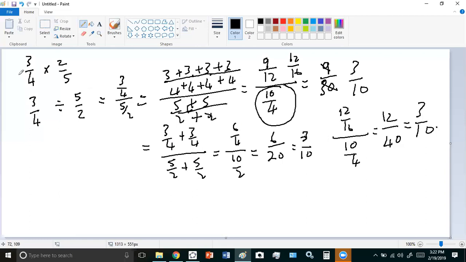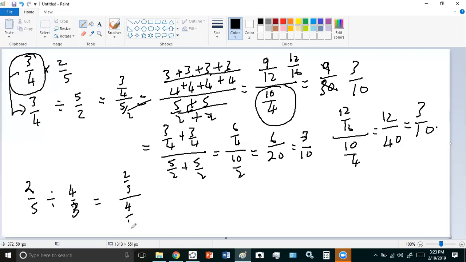So now I showed you that this here is just 3/4 times the reciprocal of 2/5. And now we'll do very quickly the other way around. That is, we'll do 2/5 divided by 4/3, right? 4/3 is the reciprocal of 3/4. And again, that's going to be 2/5 over 4/3, like that.